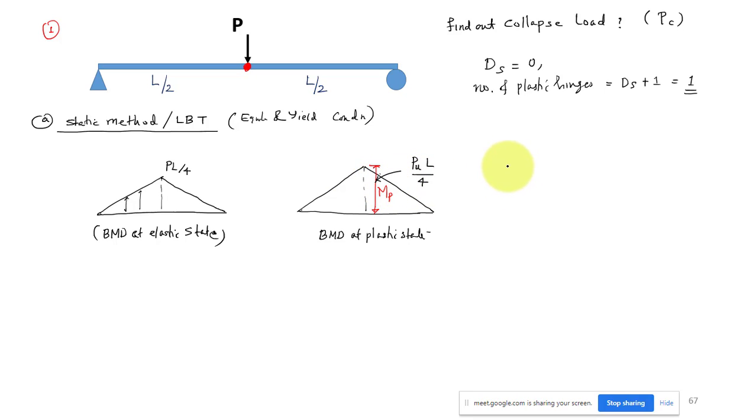Now it is simple. We can just equate MP equal to PU L by 4, and your collapse load PU will be equal to 4 times MP by L. That is the collapse load. And what is your MP? That is the plastic moment capacity of the cross section. MP is nothing but sigma y into ZP.